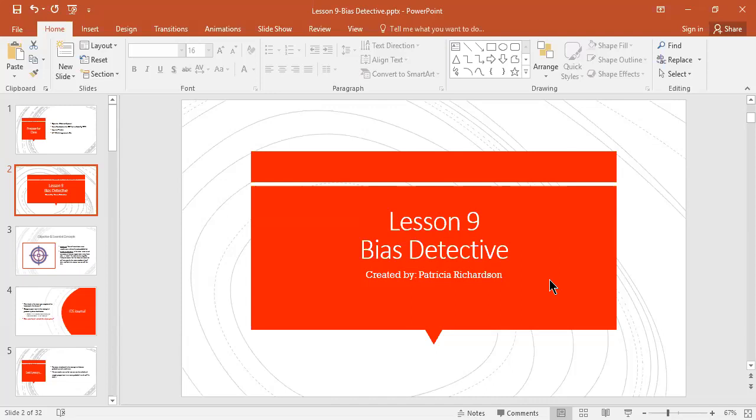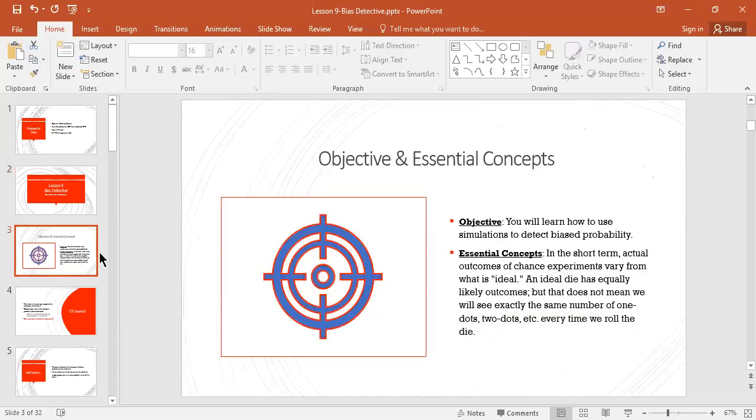Okay. And when we talk about bias here, we're talking about the bias in probability, right? So what we have here is our objective. The main objective is that you will learn how to use simulations in our studio to detect biased probability. Our essential concept for the lesson is that in the short term, actual outcomes of chance experiments vary from what is ideal, right?